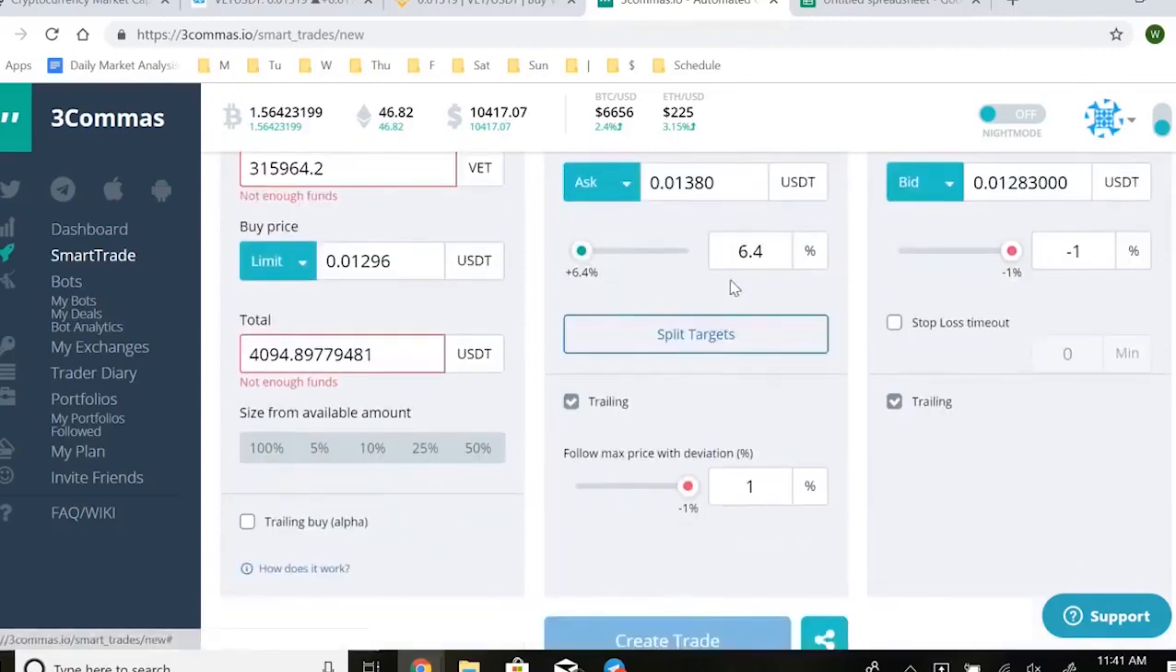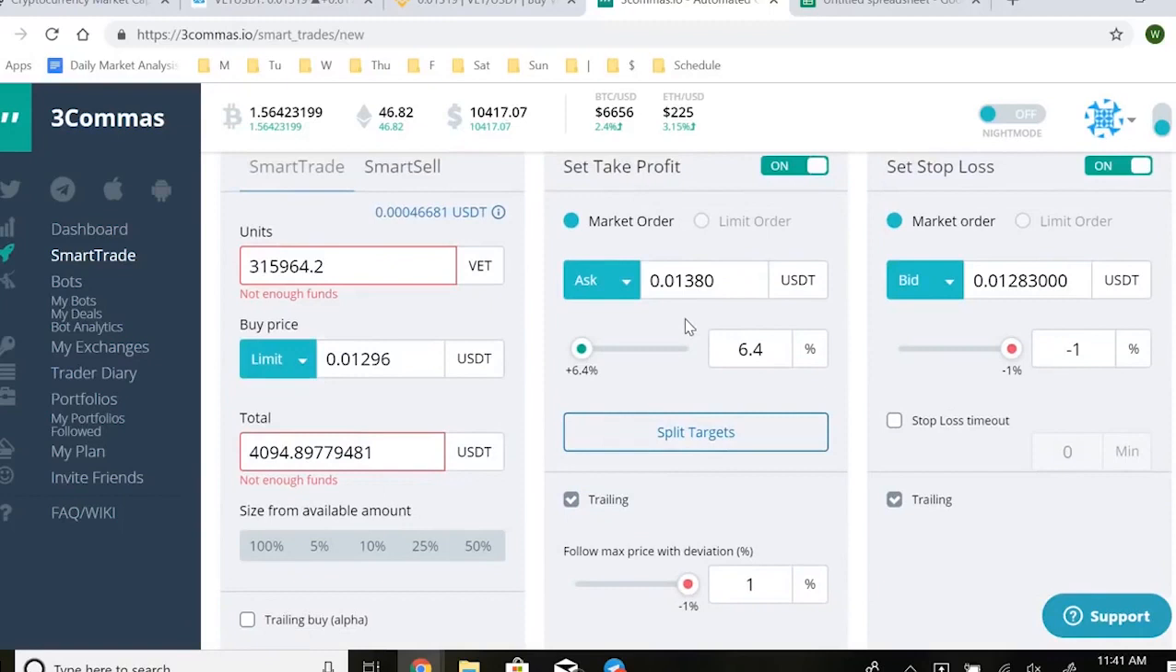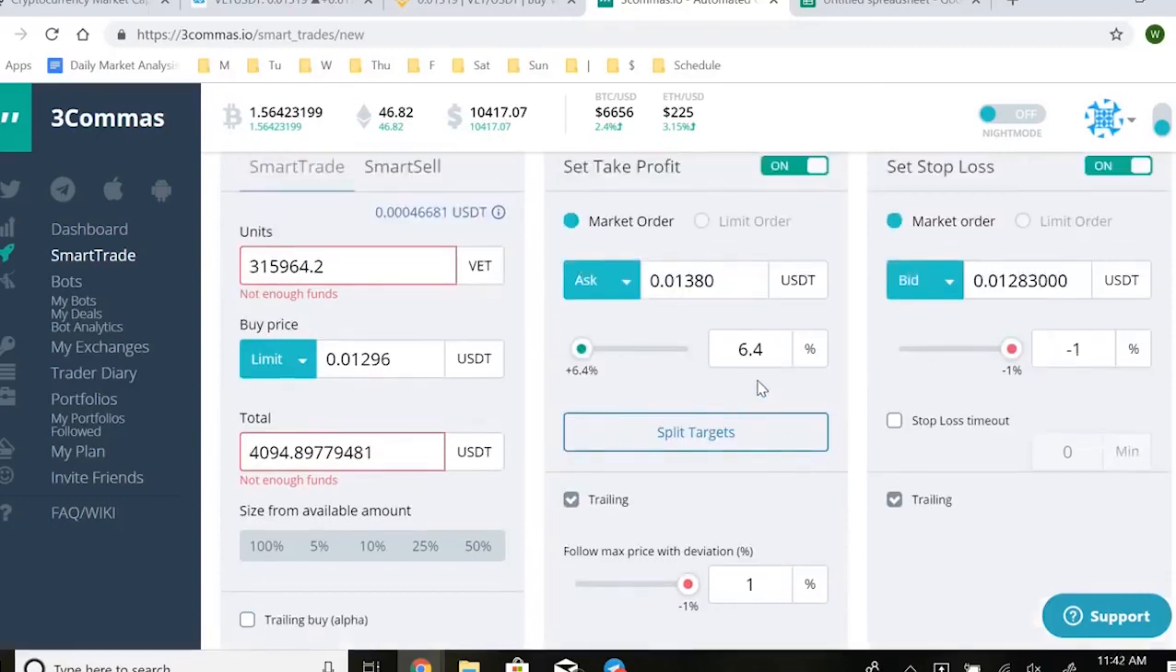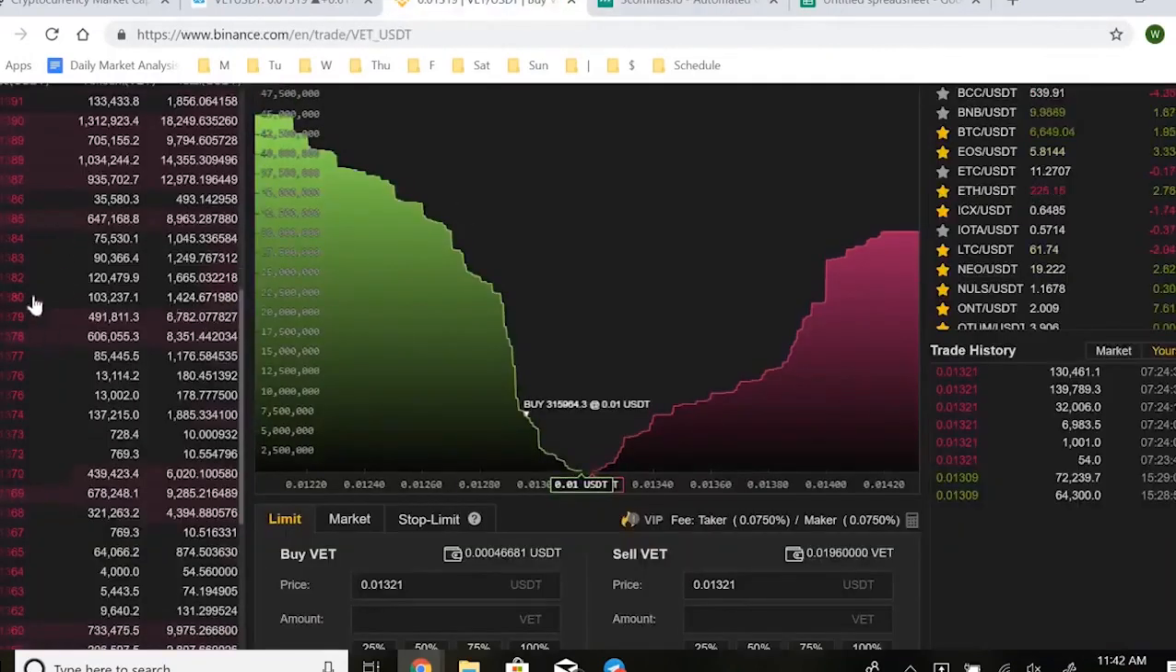With 3 Commas, it actually automates the whole process once you set the rules using the API key. So now that we did that, there's one other thing that I wanted to do, which is actually check off the trailing box and then follow max price with deviation minus 1%. Now what this actually does is as the price of the asset continues to rise, it will actually trail your order to sell to take profit. So what that means is I set my limit order to sell at 1380 at a 6.4% profit. Now what this is going to do is once it gets to 1380, it'll make a line at 1380, and if the price continues to rise, the order will follow the price of the asset and will basically close.